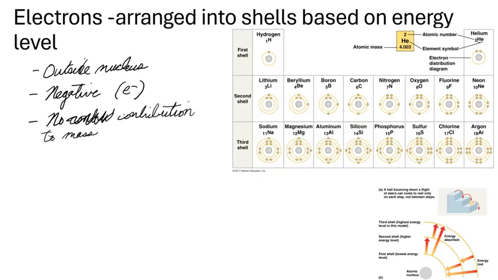The other thing to point out before we talk a little bit more in detail about electrons, right, is that in any atom, there's always the same number of protons as electrons. This means that any atom is neutrally charged.